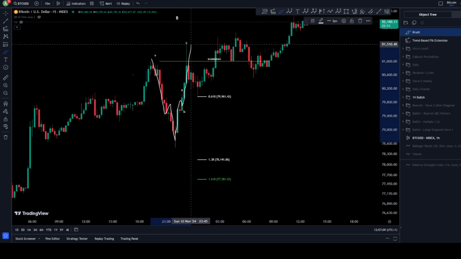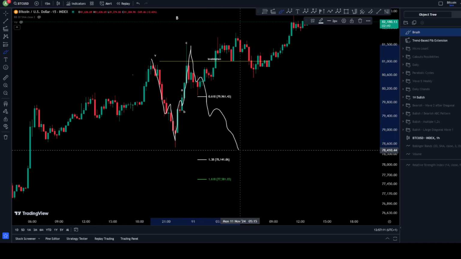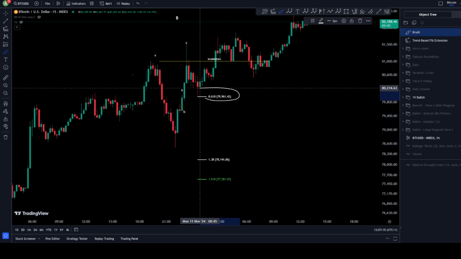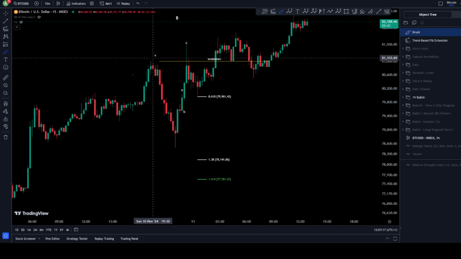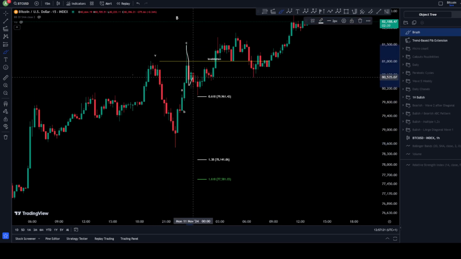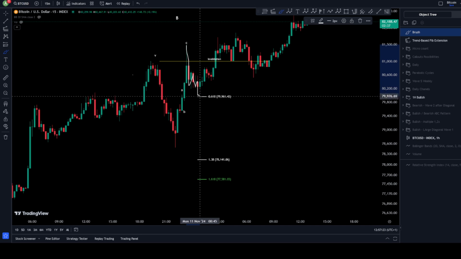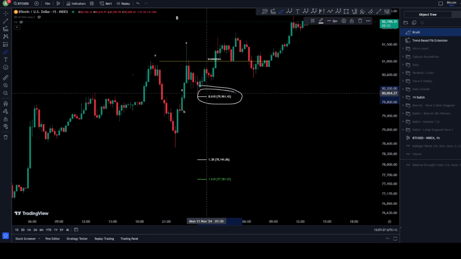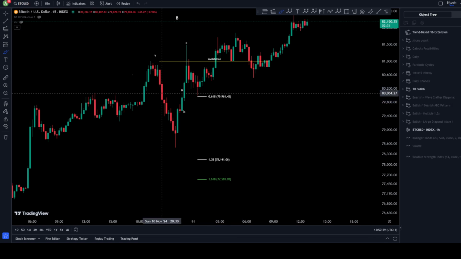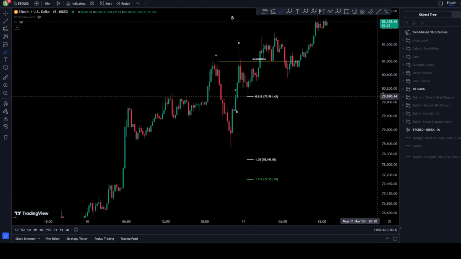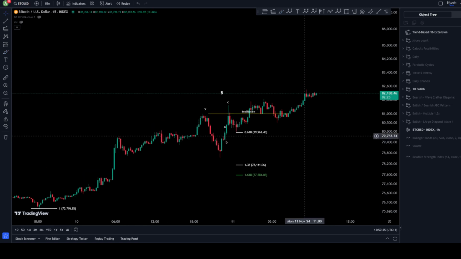Another 3 waves up, and then 5 waves down. However, I said, be careful in such a volatile market, it might turn into a running flat. And this is exactly what happened. 1, 2, 3, 4, 5 waves finished in the middle of this flat, turning it into a running flat at 0.618, and then continuation towards the upside. So this is what happened.